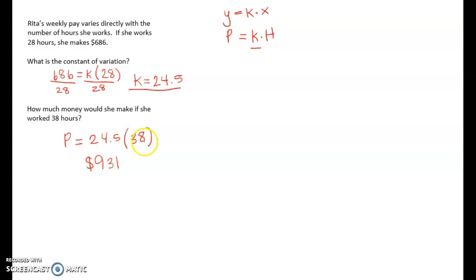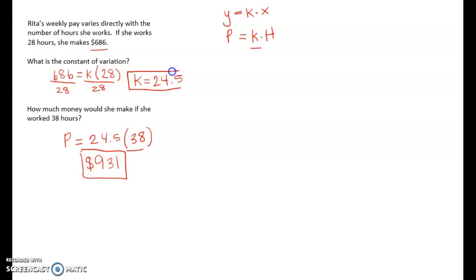Now we want to make sure that kind of makes sense too. Does it make sense if she works more hours, she gets paid more money? Well, I sure hope so. I know we all would feel bad if we worked more hours and didn't get more money. So yeah, 28 hours she gets 686, and 38 hours she'll get 931. So that's the answer down here.